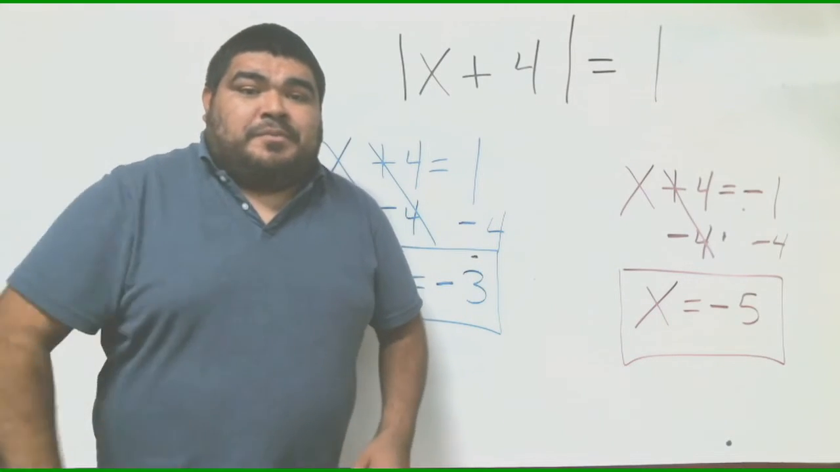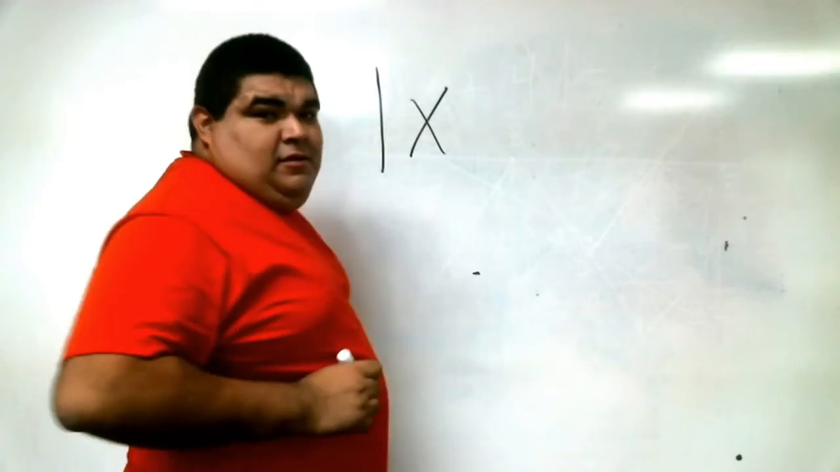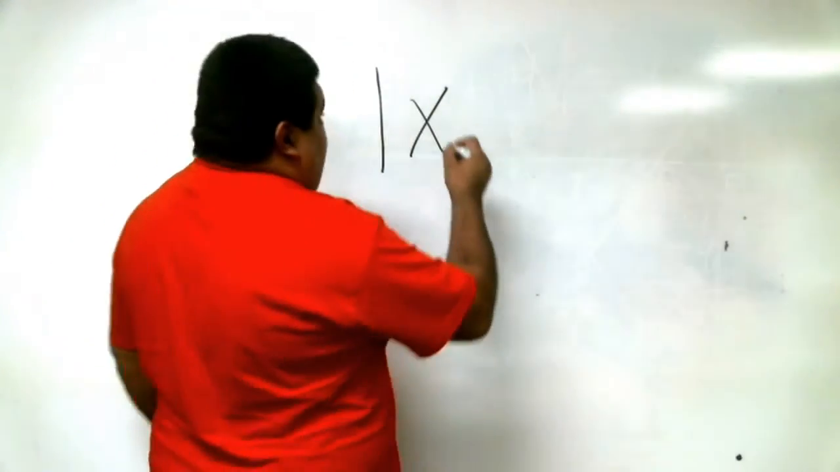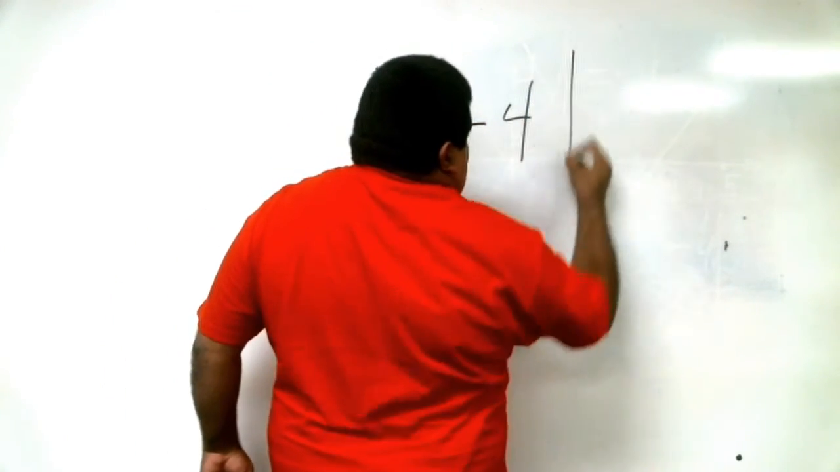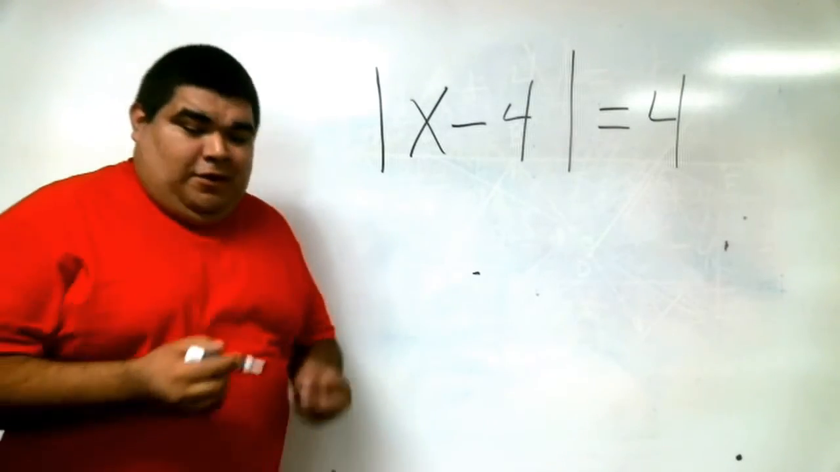Okay? So, ready for your assignment? Alrighty, ladies and gentlemen, this is your assignment for today. You have two problems. For each one, you're going to give me both the positive and negative for absolute value. So problem number 1 is the absolute value of x minus 4 equals 4. That's the first one.